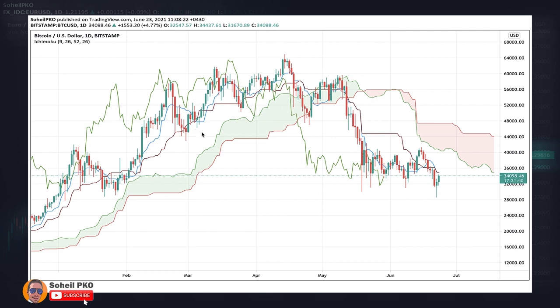Alright, now let's see how we trade based on the Ichimoku cloud. When the price is above the cloud, in other words, the trend is up, we have a bullish signal and we enter a long position when the conversion line crosses above the baseline.